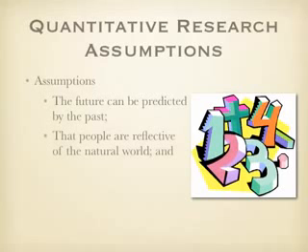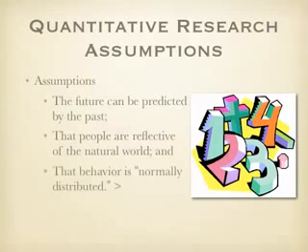So we assume in quantitative research that the future can be predicted by the past, that people are part of the natural order of things, and our behavior can be understood, and from that we can make assumptions about how people act. And one of the most controversial parts of quantitative research methodology is that behavior is normally distributed. That means that you can find an average person, and know that there are people that will be above average and people that will be below average, and that there could be a norm that you could use to predict generally what a group of people will be able to do.